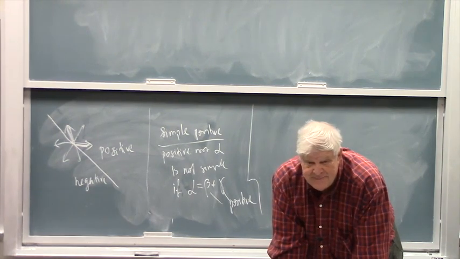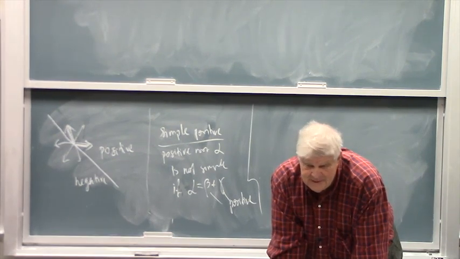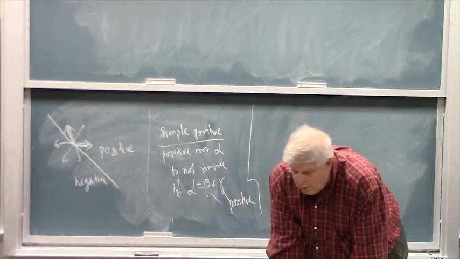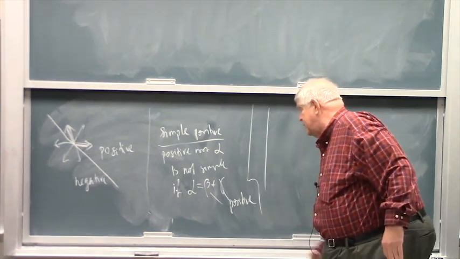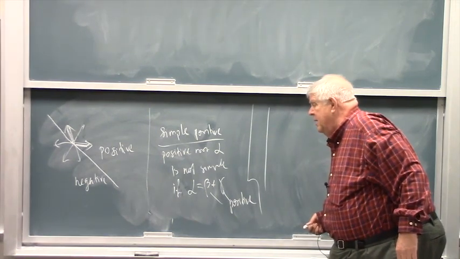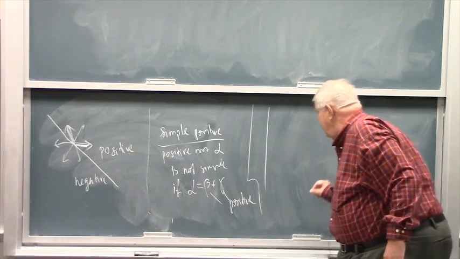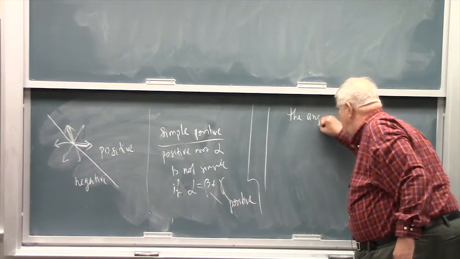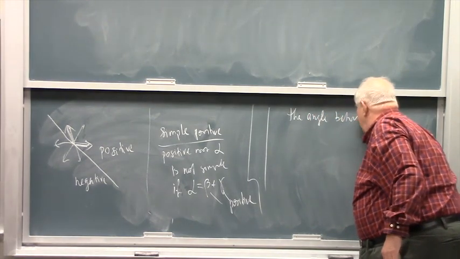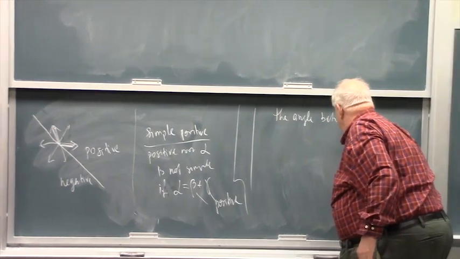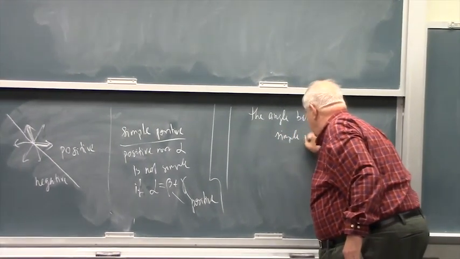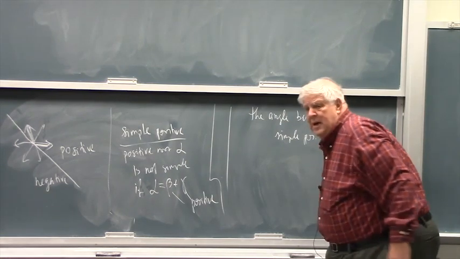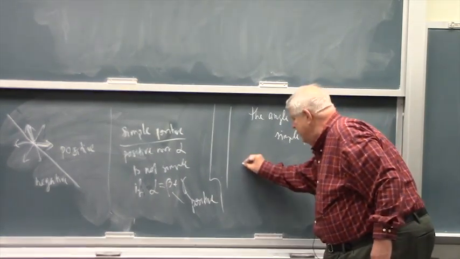The angle is obtuse, but it may be 90 degrees. But why? The first thing: the angle between simple positive roots is at least 90 degrees. Why so?